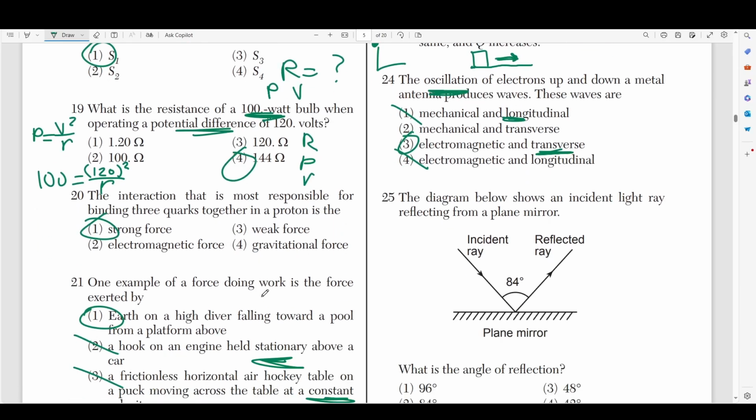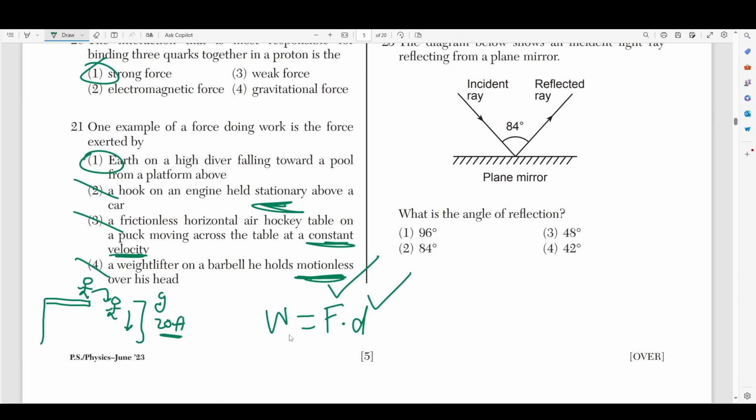Okay, 25 says the diagram below shows an incident ray reflecting from a plane mirror. What is the angle of reflection? So let's think about it this way, right? Here is the axis of reflection. This is the line about which it was reflected, right? Here we were hitting this point at a specific angle, and then we were reflected by the same amount on the other side, right?